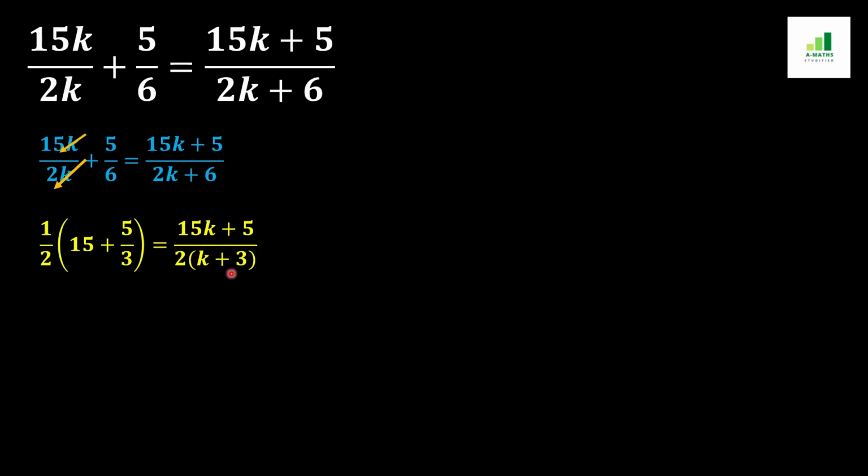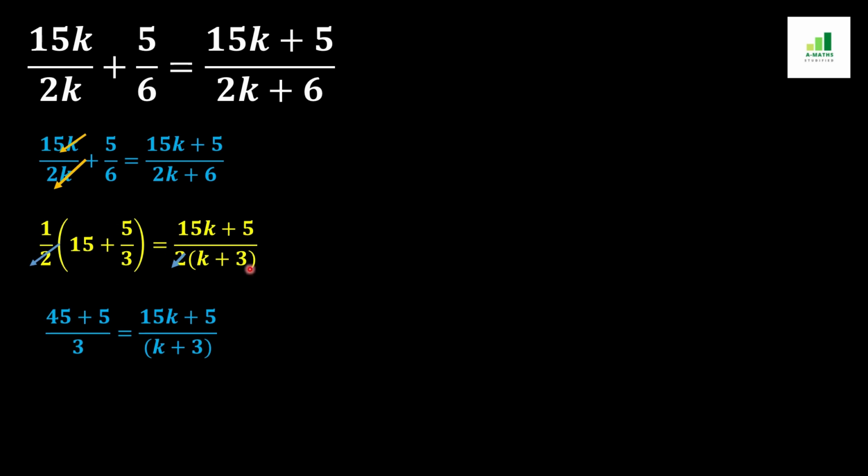Now in the next step we should cancel out both of these twos, because when these twos exist in division, one will go to the other side of the equation and multiply with the other 2, and both of these twos will cancel out. So here we directly cancel out both of these twos, and after cancelling both of these twos, we will get 15 plus 5 over 3 equals 15k plus 5 over k plus 3.